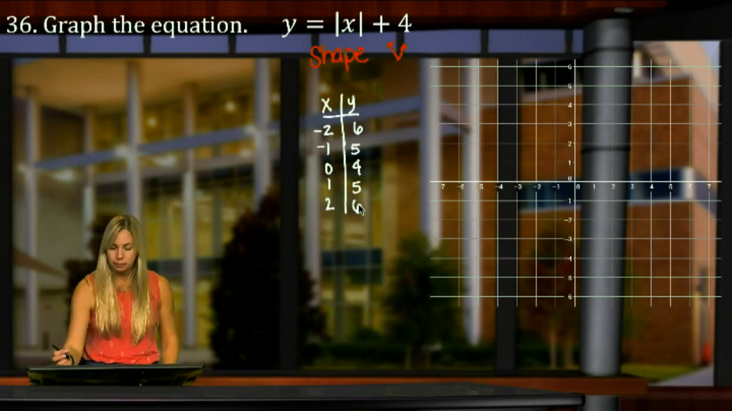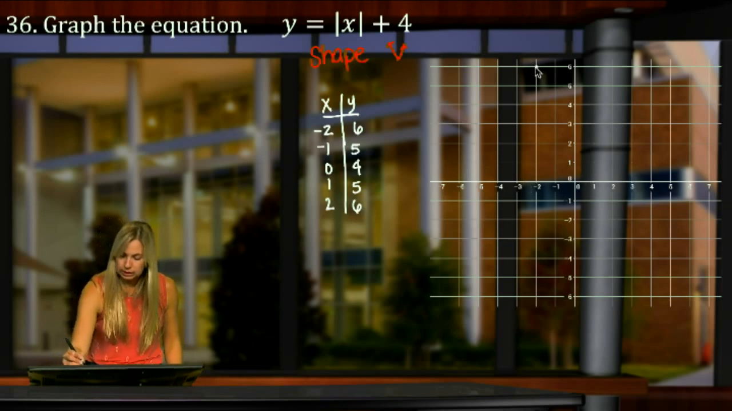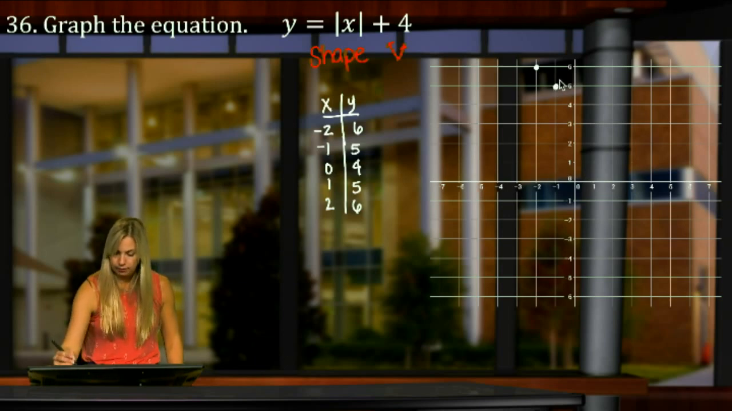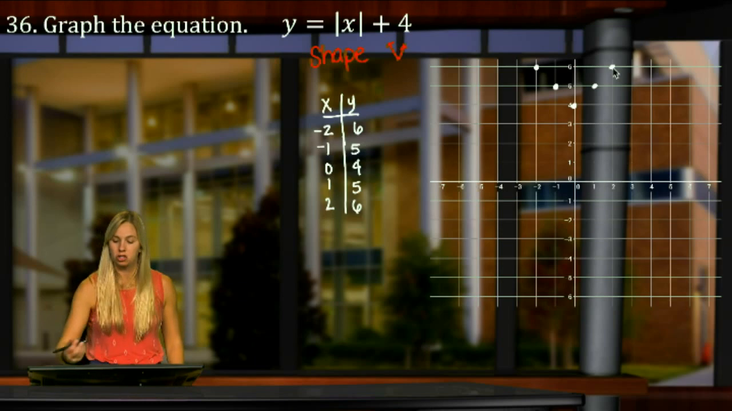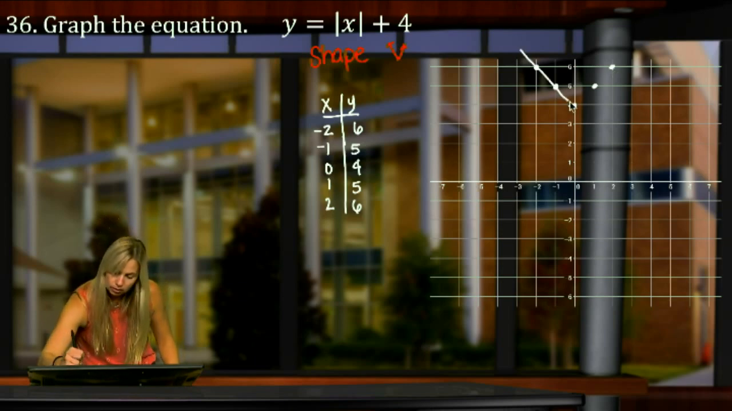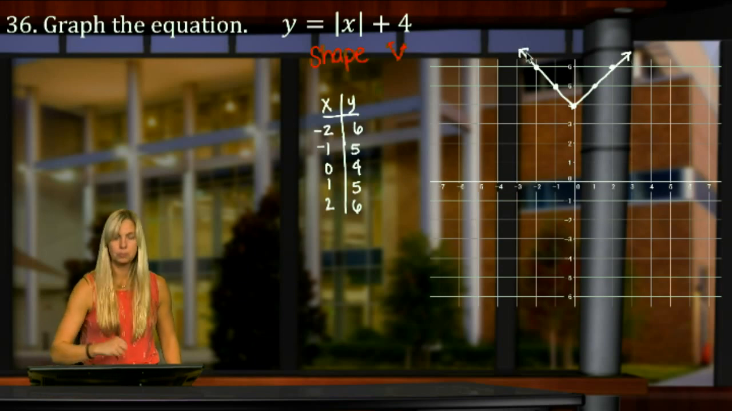So when I graph these points, (-2, 6), (-1, 5), (0, 4), (1, 5), (2, 6). We do see that we end up with a shape that's a V. So we are good to go. We'll connect those points, and we are done.